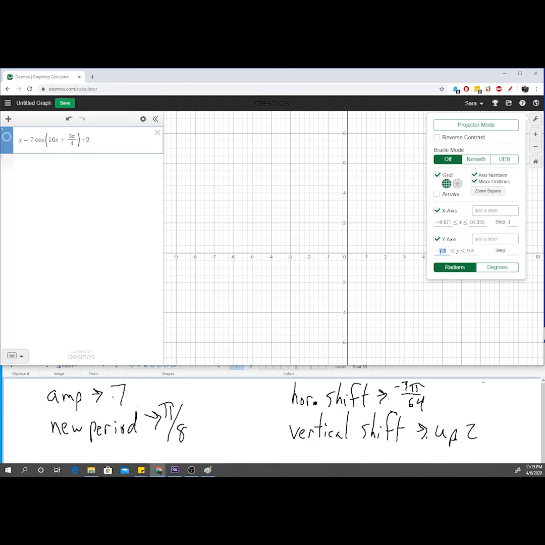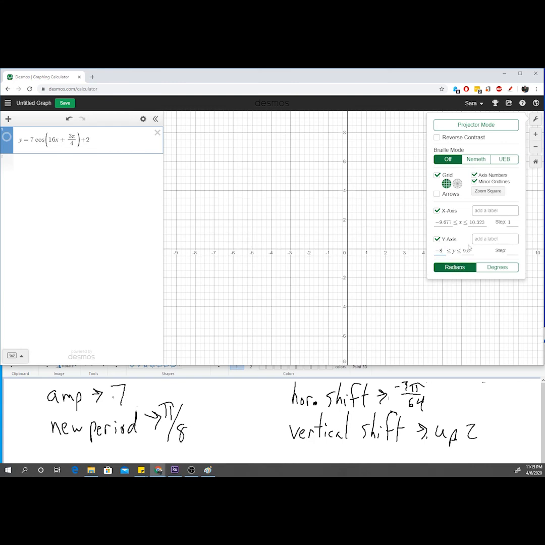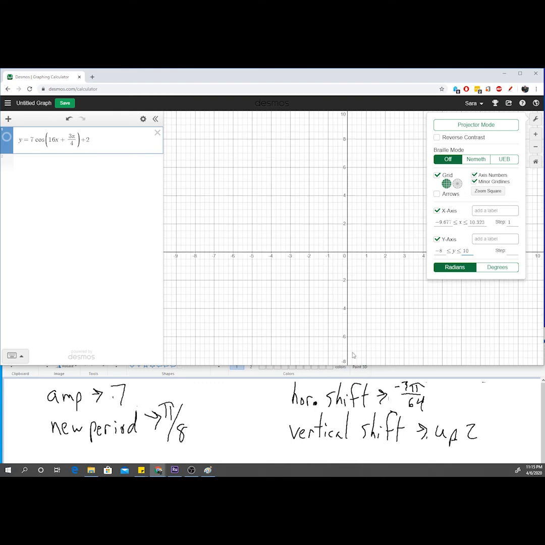Actually, I'm just going to go ahead and call that negative 8, and call this one positive 10, just so I can see them on my graph. I like that a little bit better. Okay, so my period, once again, has to do with pi's, and so does my horizontal shift.